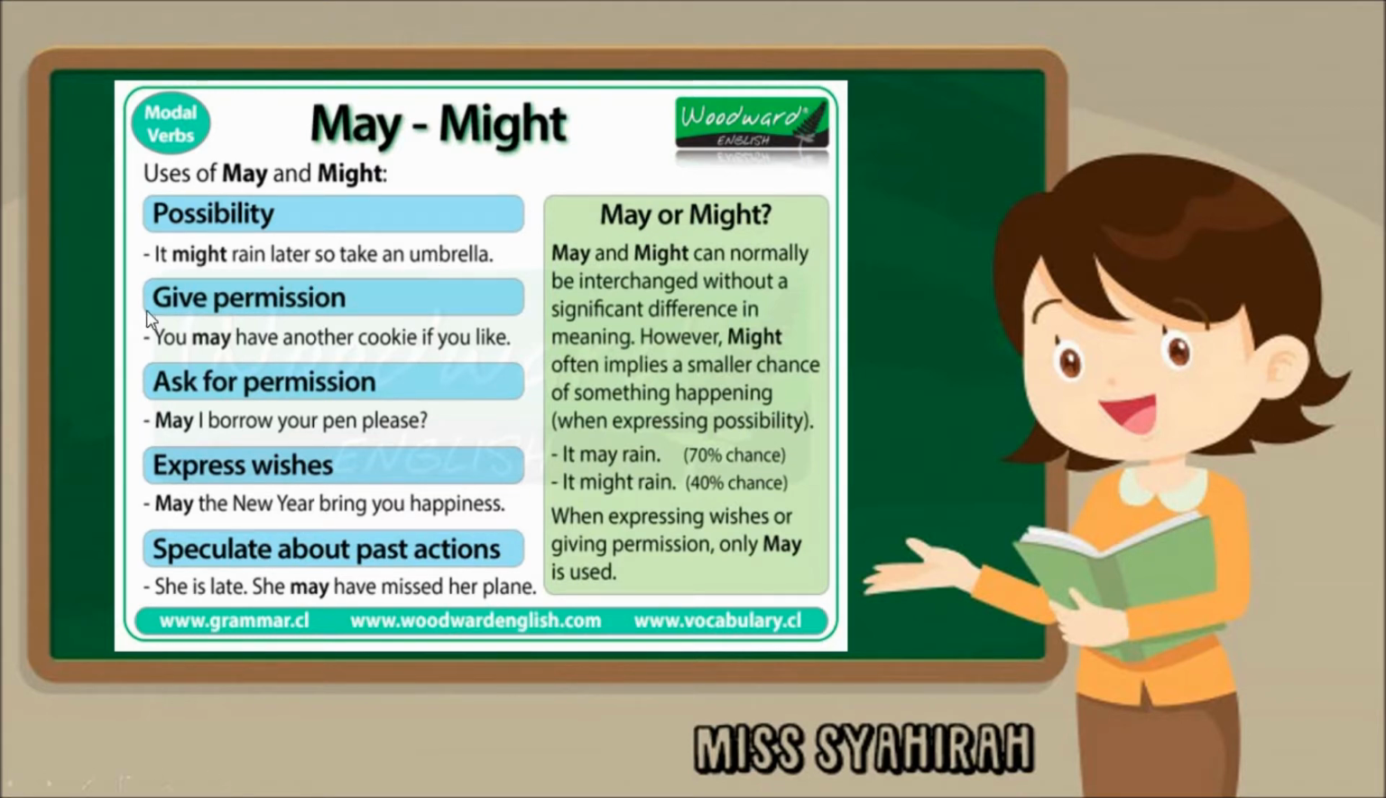Give permission, beri kebenaran. You may have another cookie if you like. Okay, you may have, kamu boleh. Ask for permission, minta kebenaran. May I borrow your pen please? Okay, usually you use may I. Okay, lebih sopan, more polite.